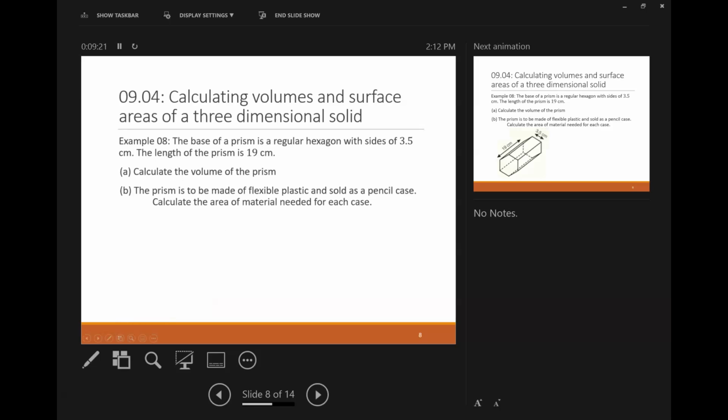All right. Next up, the base of a prism is a regular hexagon with sides of 3.5 centimeters. The length of the prism is 19 centimeters. Calculate the volume of the prism. So here's our picture.